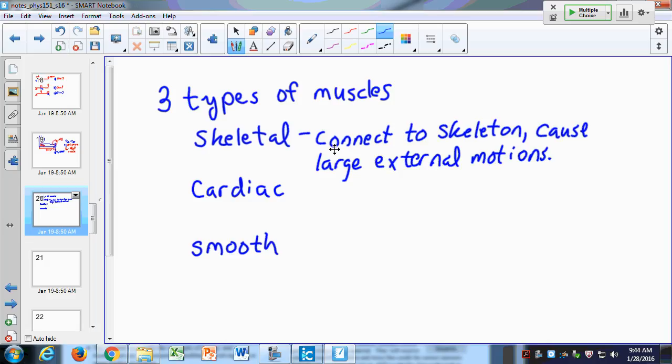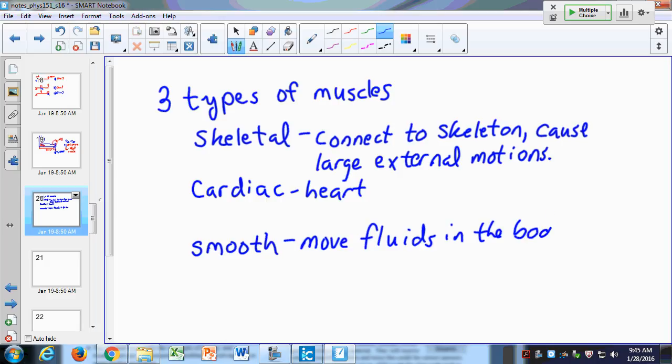The cardiac muscle is the heart. We'll talk about the heart. Actually, it might be next chapter. Yeah, when we do fluids, we'll get into the heart and how it works and the different parts of the heart and what it does. And then the smooth muscles are used to move fluids in the body, which we'll also get into in the next chapter. So three different types of muscles: the skeletal, the cardiac, and the smooth. Just know what they are. I think most of you probably know what they are anyway because you've had other classes that deal with this. Am I correct about that? Yeah. All right. So those three types of muscles.